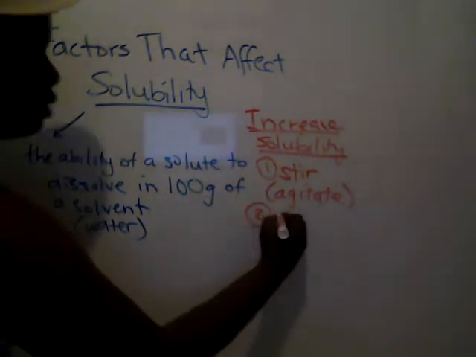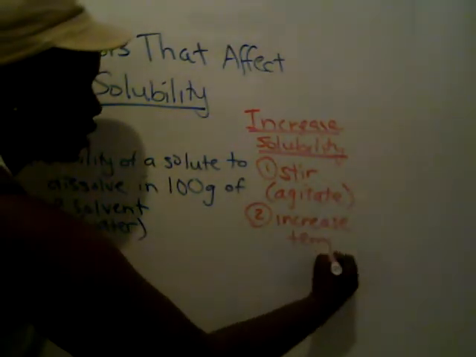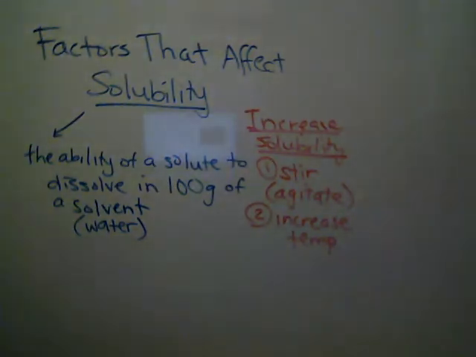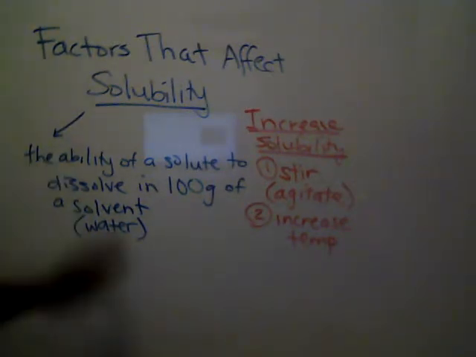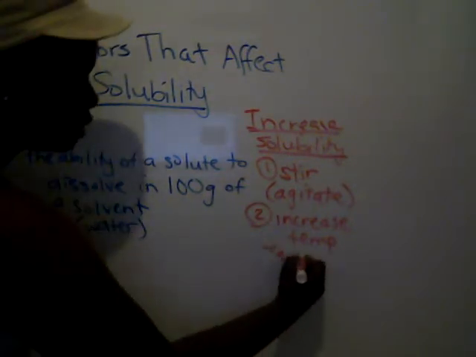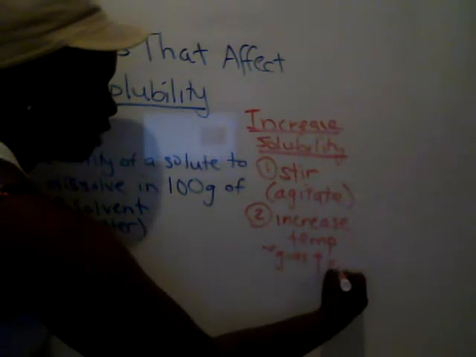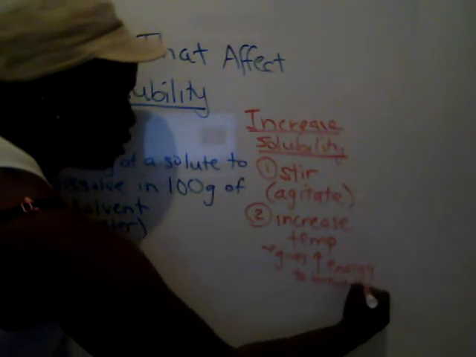Another thing that we could do is increase the temperature. One of the reasons why things at higher temperatures dissolve faster is that we're giving it more energy, more power to break apart its bonds to dissolve in one another. Because in order for something to dissolve, it has to break its bonds in order to mix with the solvent. So increasing the temperature gives more energy to break bonds and allow for things to dissolve.